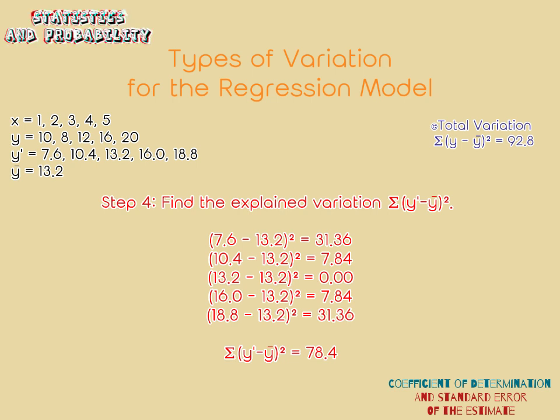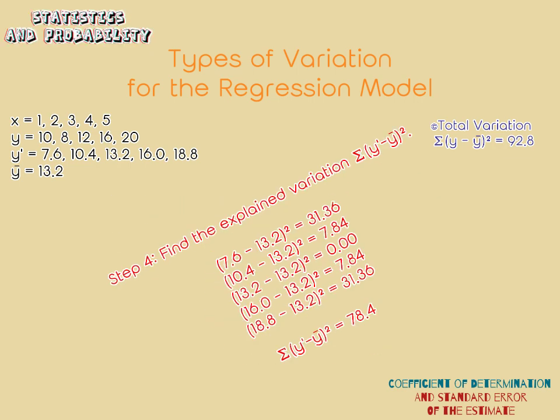Again, we're just going to add them all up to come up with our explained variation. So 31.36 plus 7.84 plus 0 plus 7.84 plus 31.36 is equal to 78.4. And that is now our explained variation.